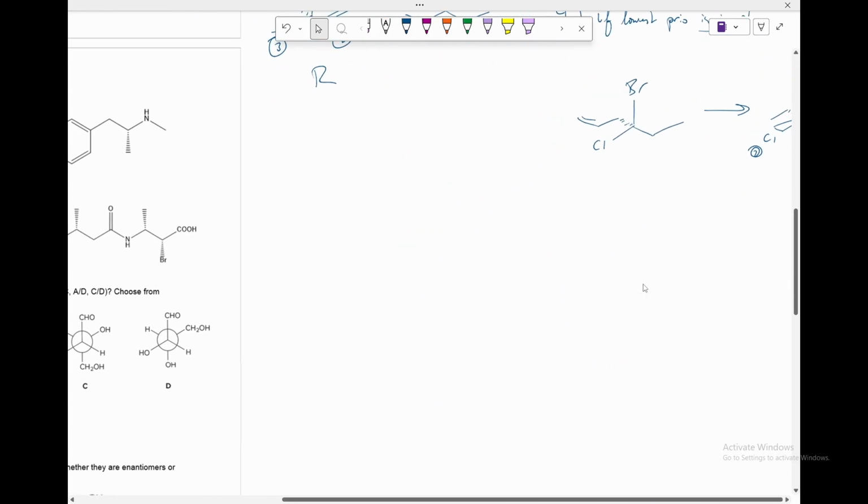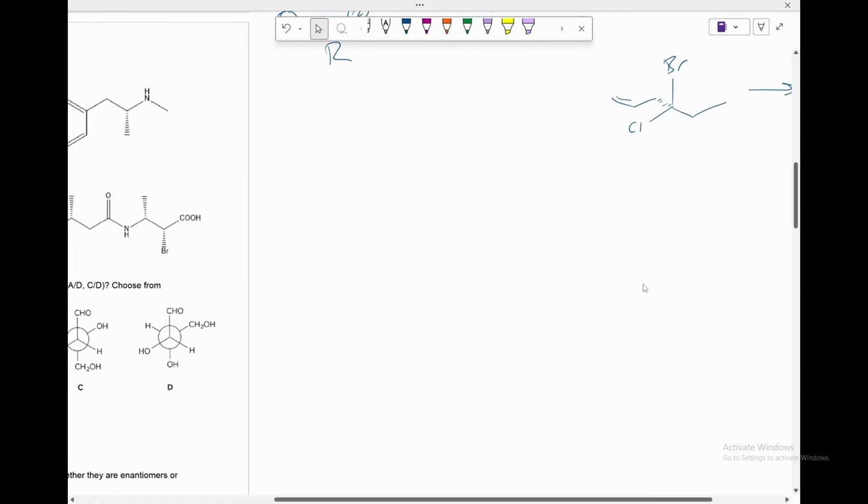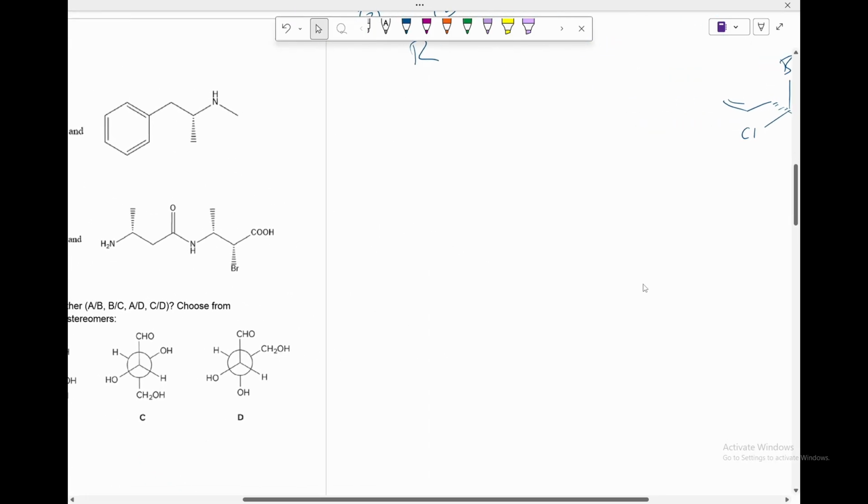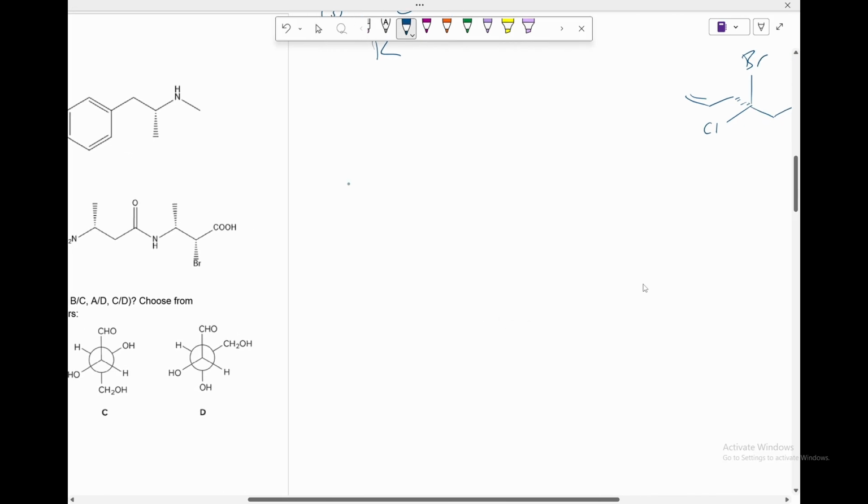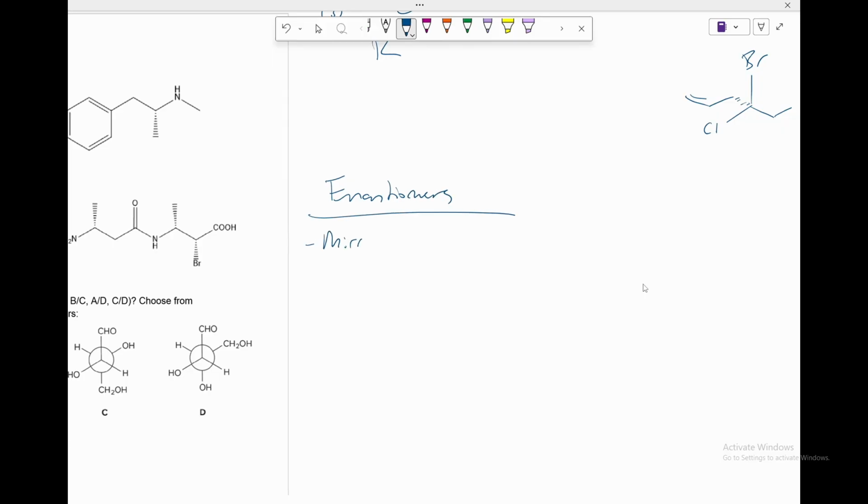Now, let's talk about enantiomers, diastereomers, and whatnot. We know that constitutional isomers is just the same formula, but different rearrangement of atoms, right? But enantiomers and diastereomers, they're stereoisomers. They have the same formula, but they're rearranged differently in space. Okay? So, what is the difference between enantiomers and diastereomers? Enantiomers are mirror images.